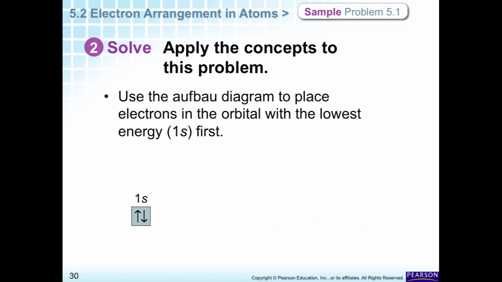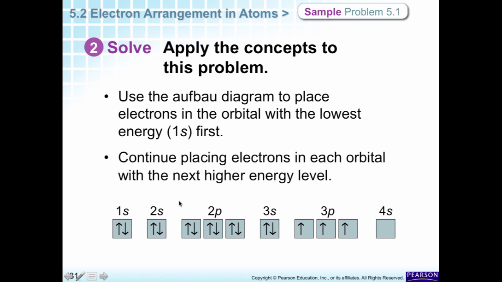So first thing, we're going to look at the Aufbau diagram. Our first level is 1s, so we're going to put the 2 electrons in there. That's the first 2, okay, because we go up and then down, because we have to fill up the first before we move to the second.